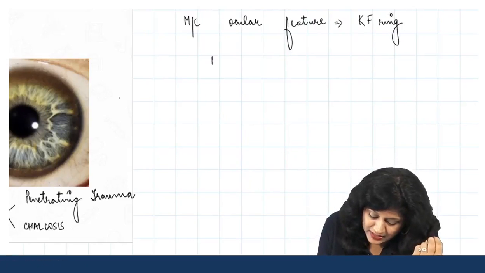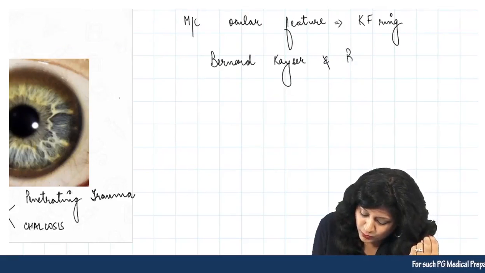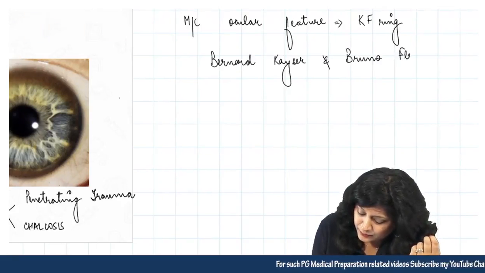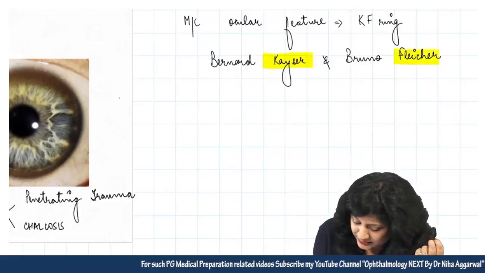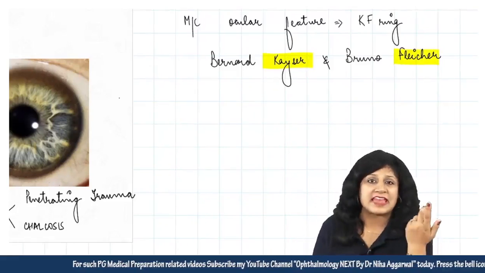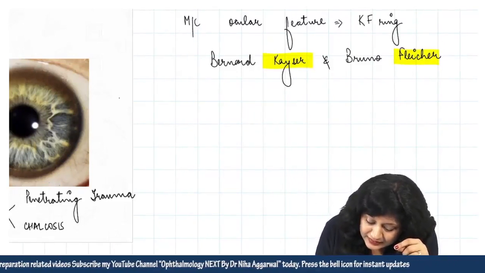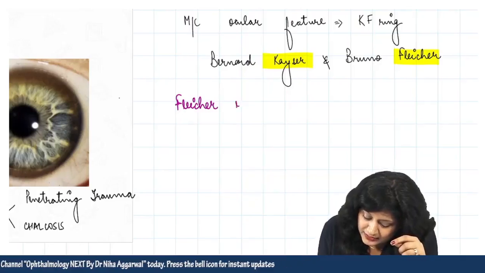We have Bernard Kayser and Bruno Fleischer. Bernard Kayser and Bruno Fleischer were the two friends who discovered this, and that is why it was called the KF ring. Okay. Now, don't get confused with another thing called the Fleischer ring. We also have one more ring called the Fleischer ring.